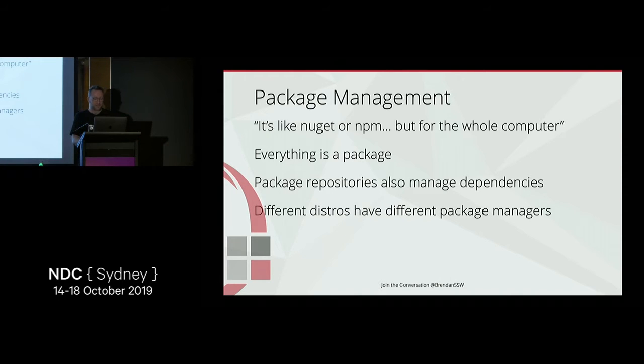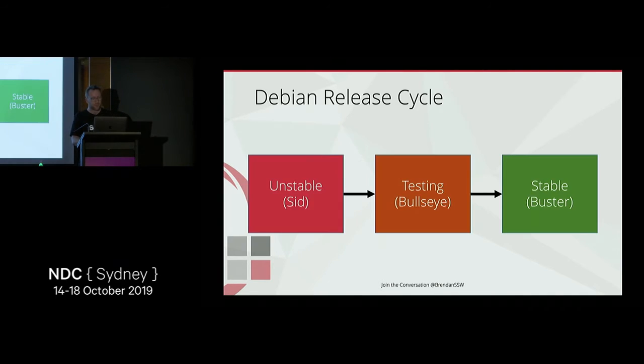Different distributions have different package managers, and distros have different release cycles. So let's introduce the concept of a release cycle. So this is the Debian release cycle. I'm using this one because it's one of the kind of slowest and most well understood. And what they do at Debian is they always have 3 current versions. One called stable, one called testing, and one called unstable.